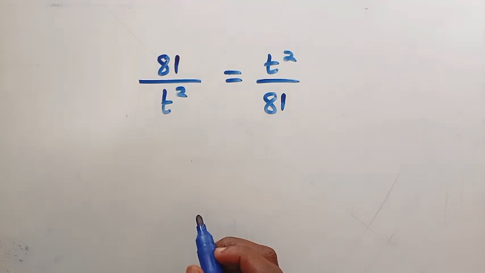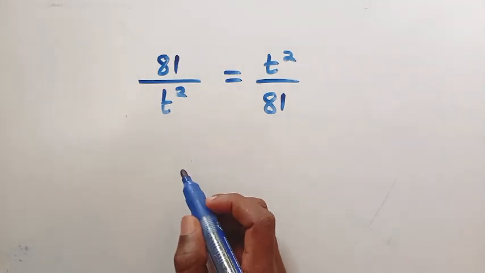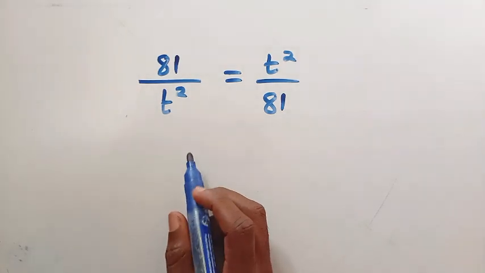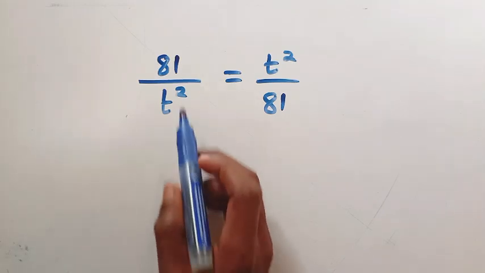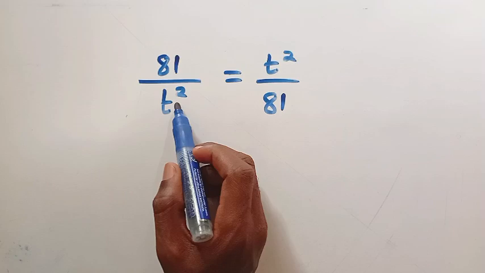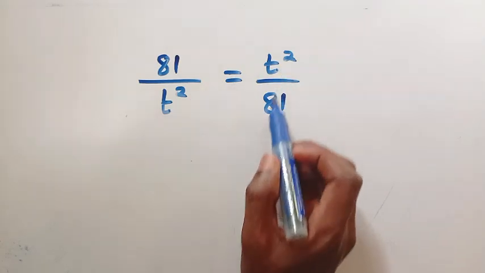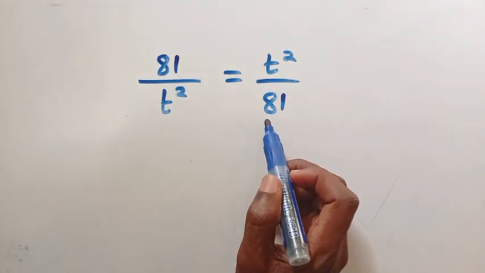How to solve these nice algebraic equations? It was asked the Alphard student to find all the solutions that satisfy this: 81 divided by t squared equals t squared divided by 81.